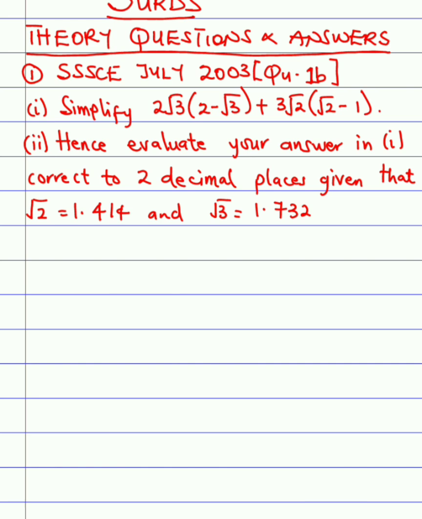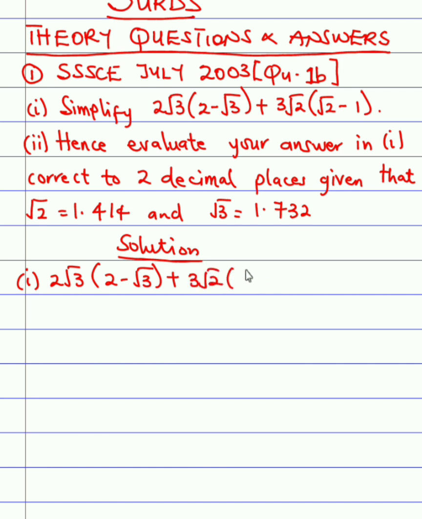So how do we go about this kind of question? Now let's take a look at the first part. The first part we have is 2 root 3 in brackets 2 minus root 3, plus 3 root 2 in bracket root 2 minus 1. So what we do is that we have to expand the set. We have to expand, all right? So this 2 root 3 is going to multiply everything in this bracket.